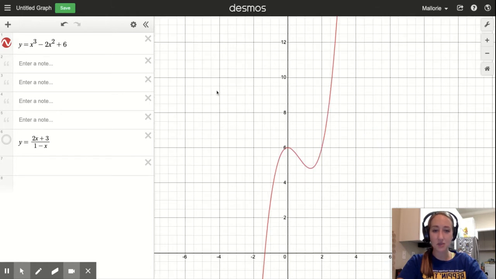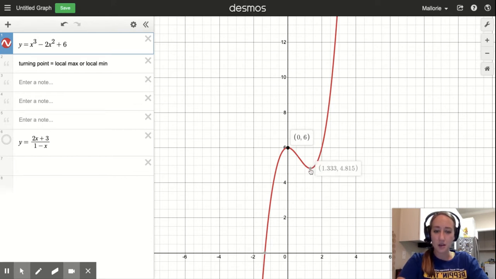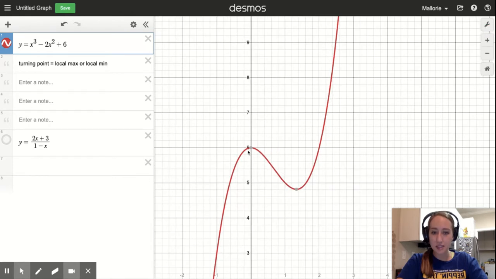And Desmos makes it really easy to find what we call a turning point. Remember, turning point is IB language for a local max or a local min. We are looking at the graph. We see a turning point here and a turning point here. And when we click on the 2 points, Desmos will actually label them for us. So for this function, our turning points are (0, 6) and (1.3, 4.8).